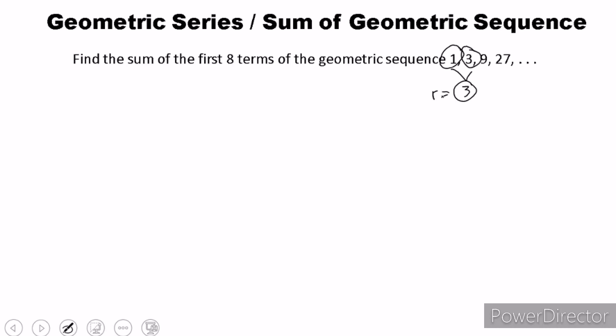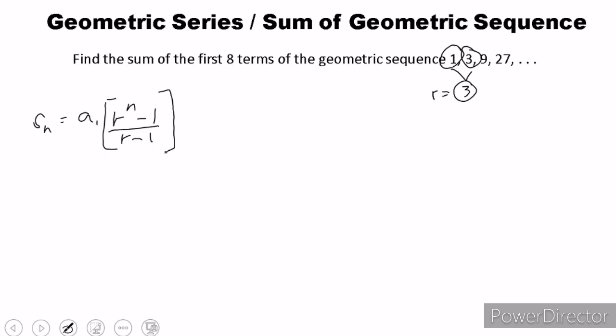Ano yon? So, here it is. S sub n equals a sub 1 times r raised to n minus 1 over r minus 1. Ayan. So, yan yung sinusunod nating formula in finding the sum of geometric sequence.